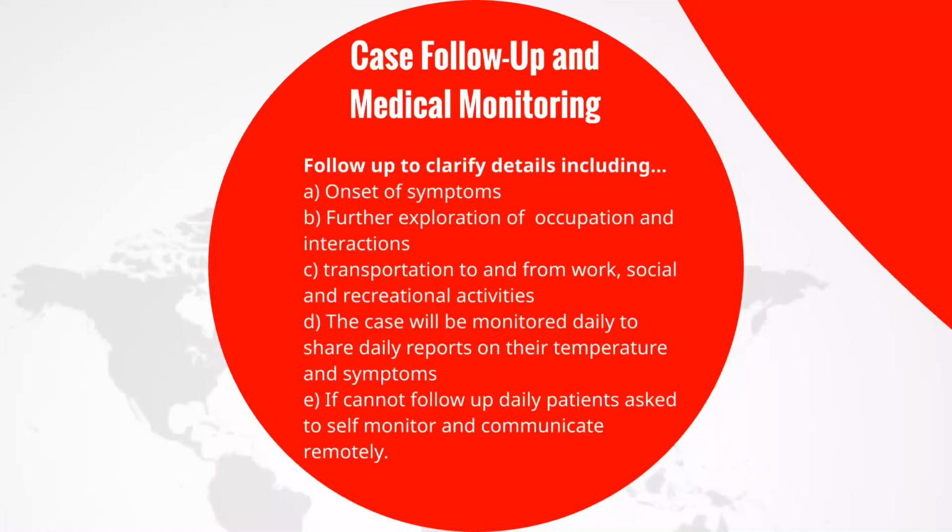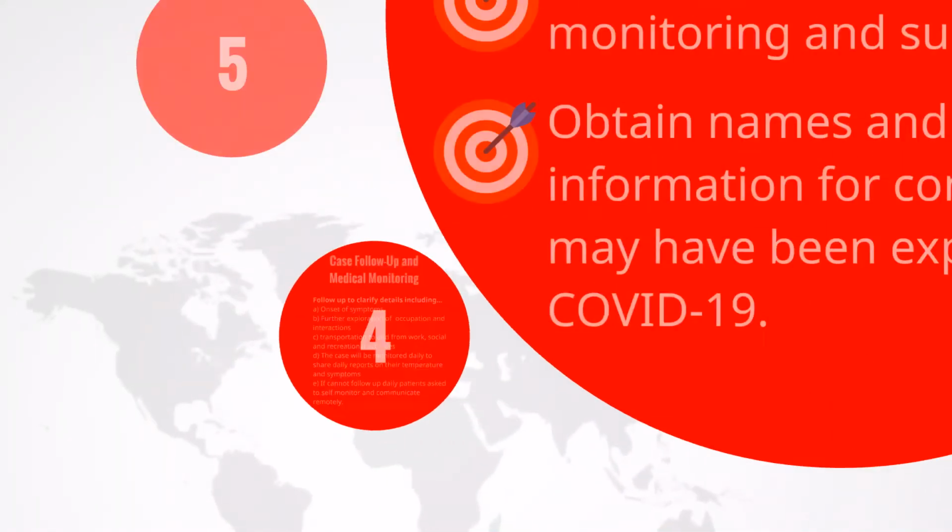When you're talking to patients and you're trying to get information, one good tip is that you can ask them to look at their social media or their old text messages. Sometimes that helps people remember where they've been and who they've been in contact with.